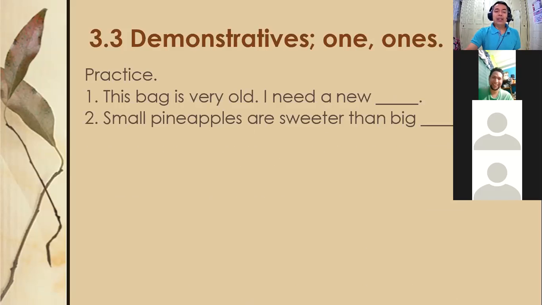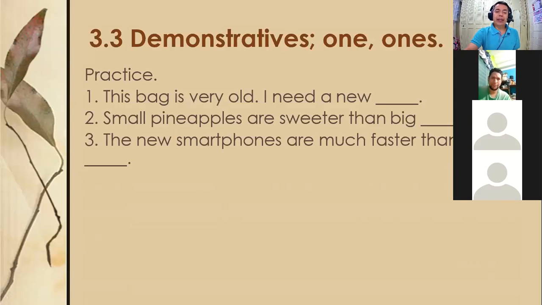Okay, now, next one. Small pineapples are sweeter than the big one or ones? Ones. Correct. Ones. Very good. Big ones, okay? Las piñas pequeñas son más dulcitas que las grandes, dice. I don't know. Yo no sé de cultivo, pero they say it's true, right? Big ones, okay? Number three, the new smartphones are much faster than the old?